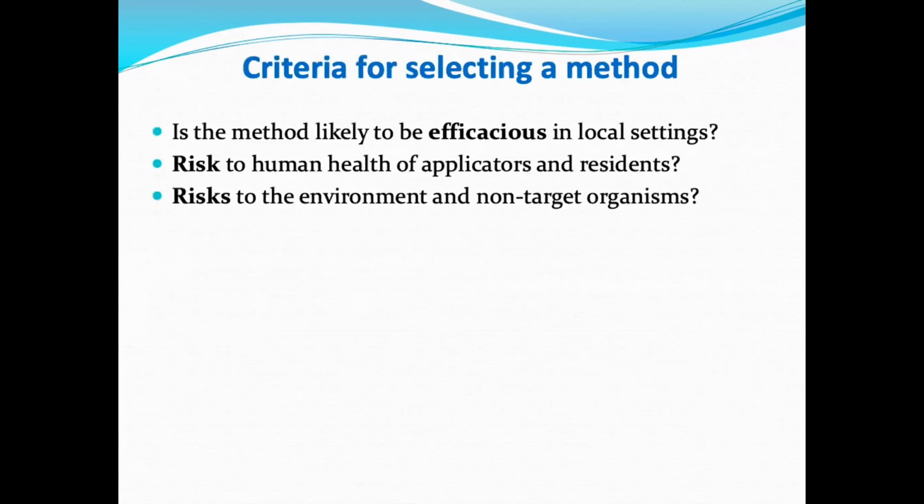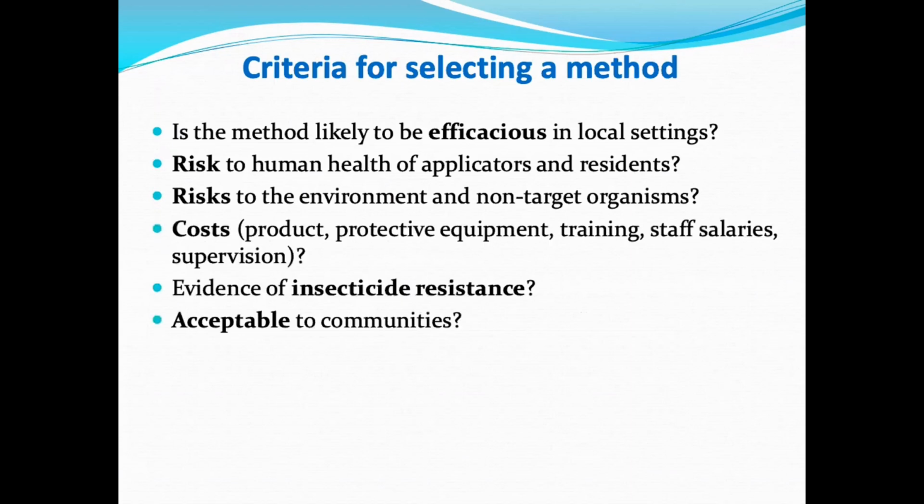Next one. So when selecting the different methods, there are a number of criteria that you can assess. So first, to check if it's efficacious in the local settings, if there is a risk for humans or for the residents, if there is a risk for the environment, according to the methods. The next. Of course, you have to assess the cost. The funding is not unlimited, so you have to assess the cost of your method to have something that is sustainable for your team.